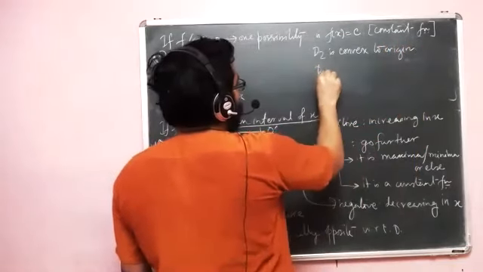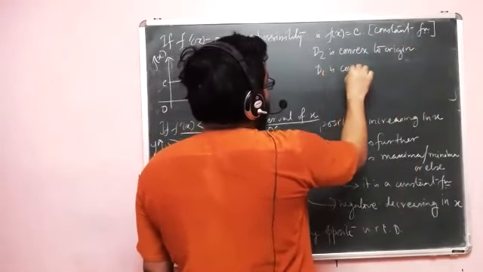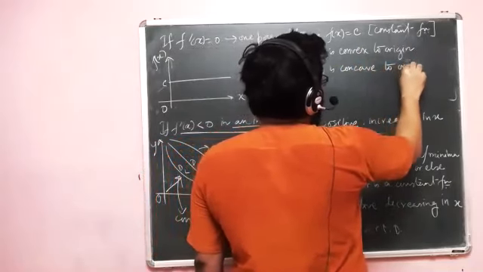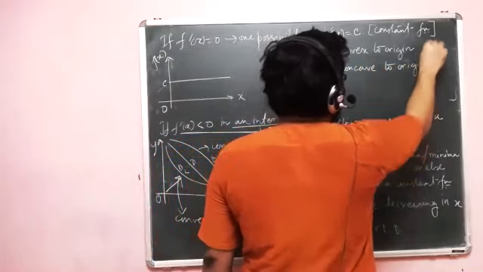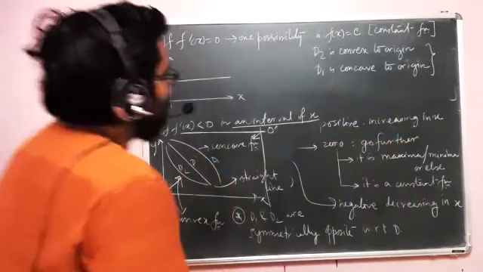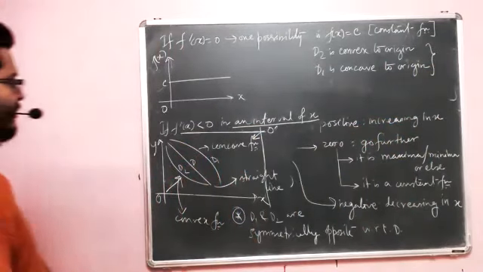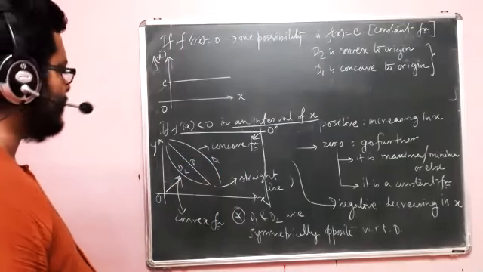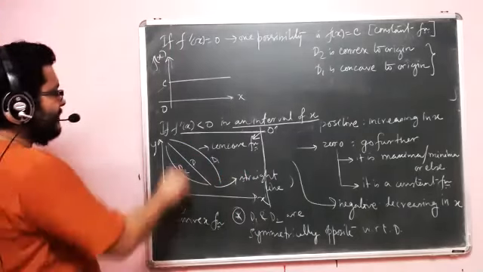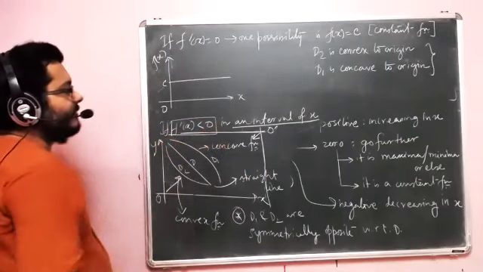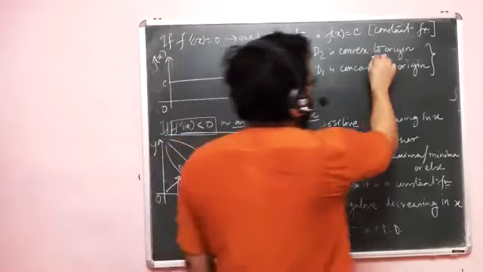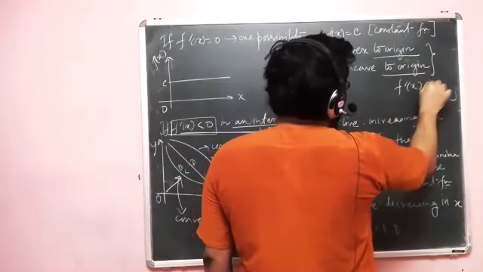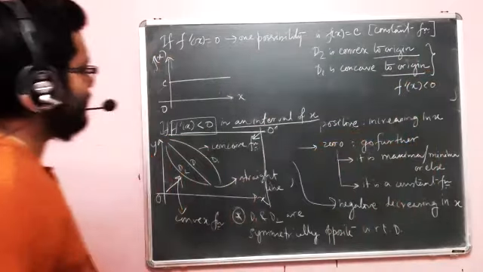and D1 is concave to origin. So these are the things that we say. D2 is convex to origin, D1 is concave to origin. But then again, as you can see, if we go by first differential, concave or convex to origin, this interpretation of to origin is basically that f dash x less than 0.